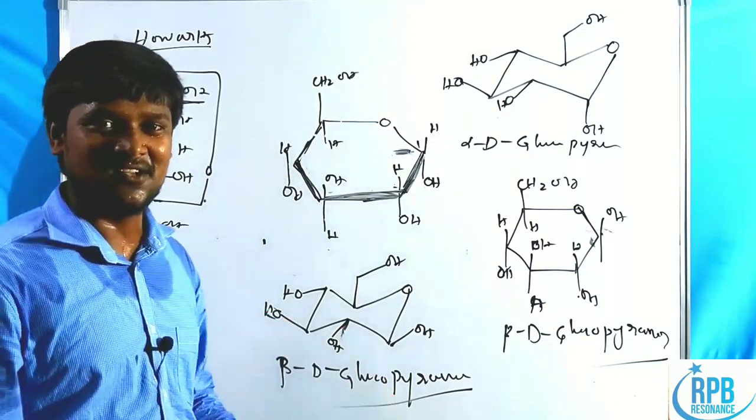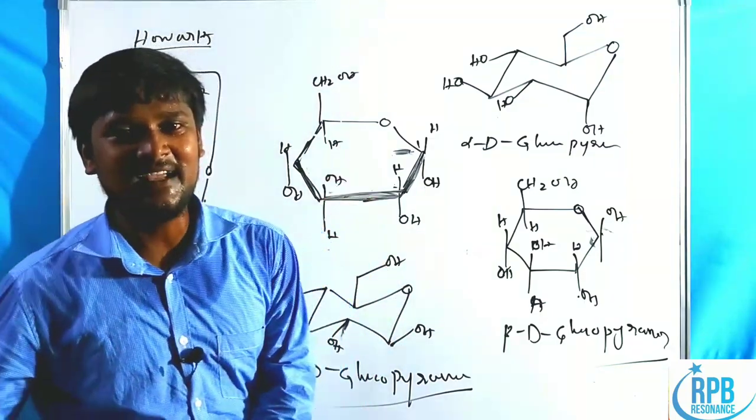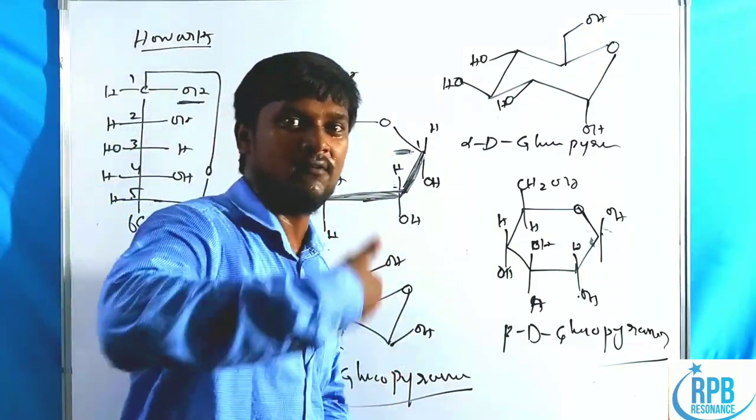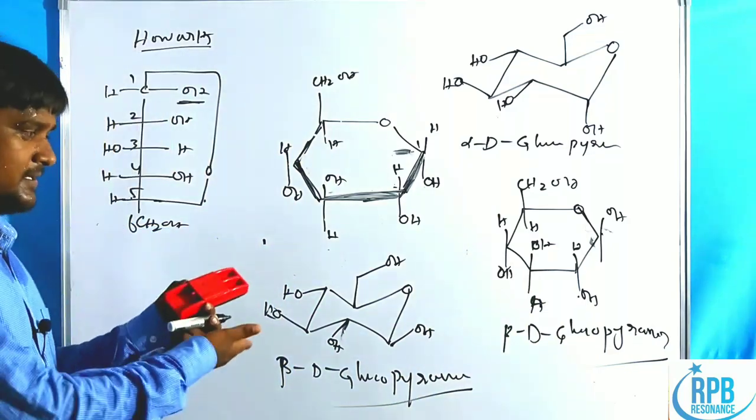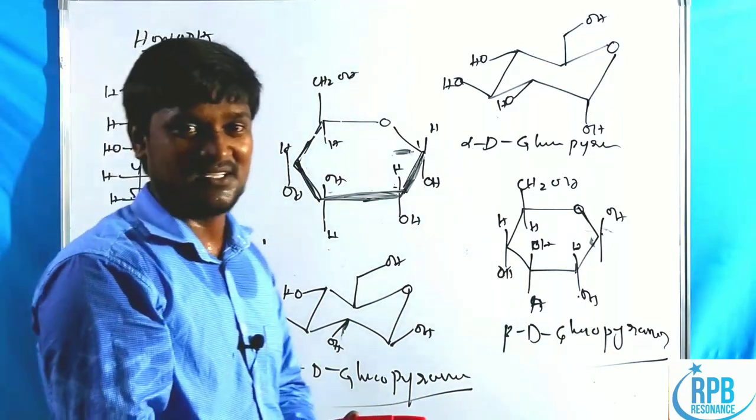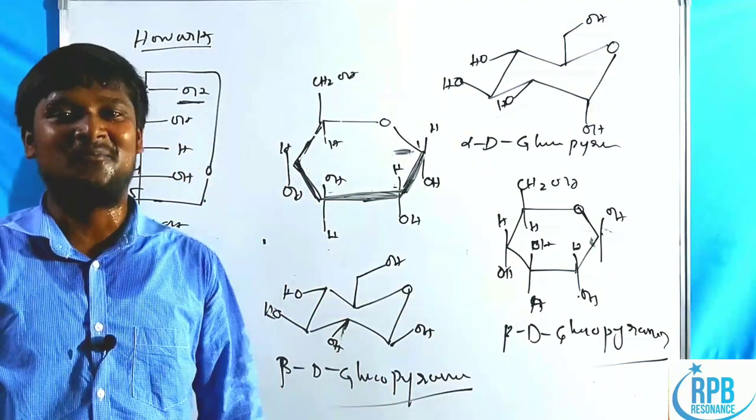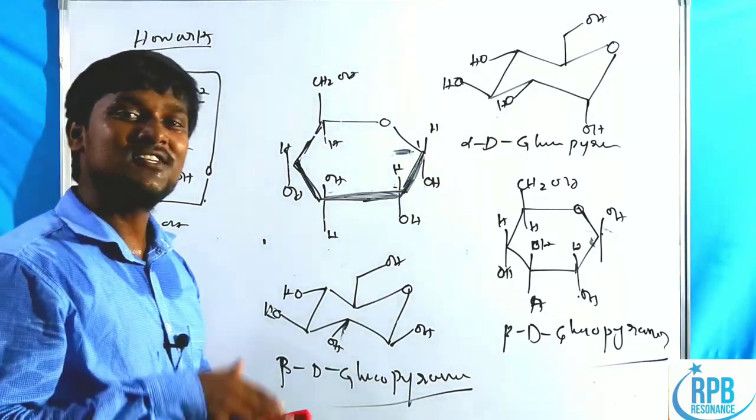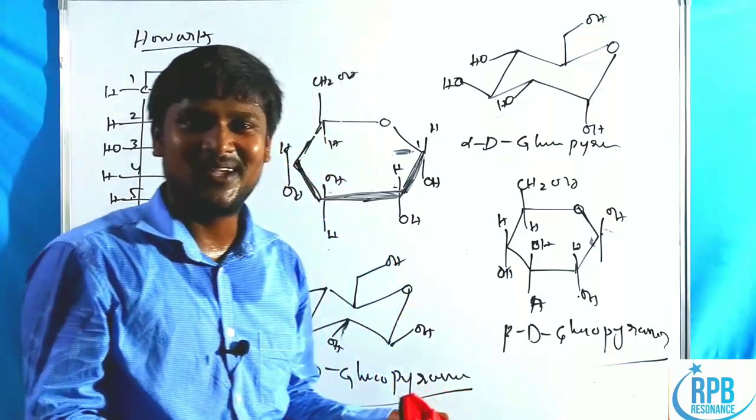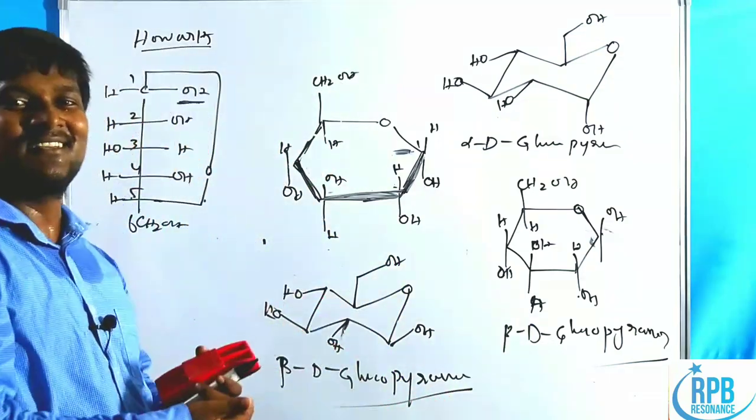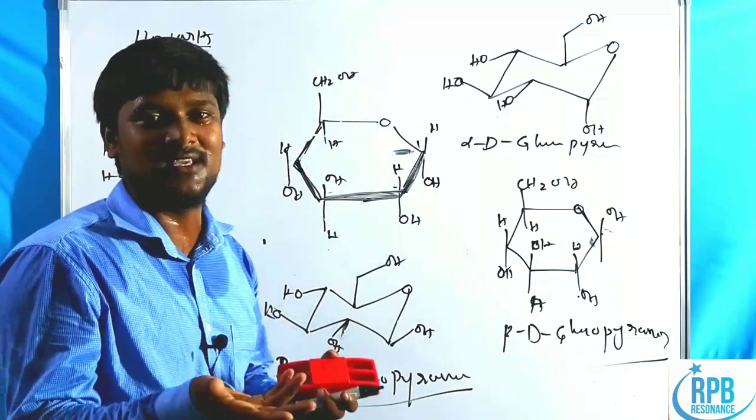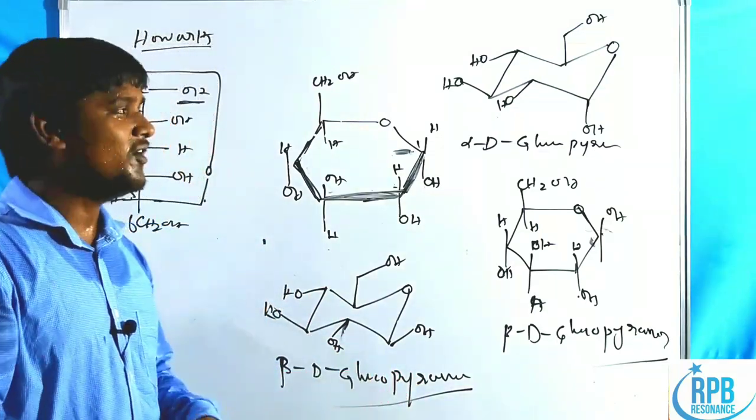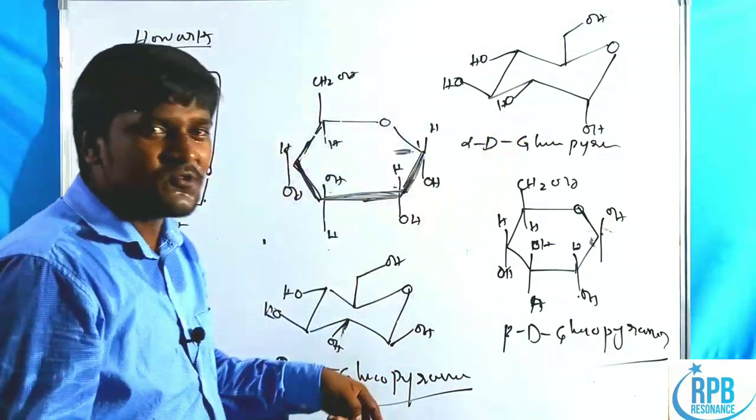We know that we can convert a cyclic Fischer projection to a Howarth projection and then to the cyclic projection, that is the chair conformation. But we don't know the stability of those compounds. So among the alpha isomer and beta isomer, which isomer is more stable? If we don't know the stability of the compounds, we will easily lose marks. That's why, among these two, which is more stable?